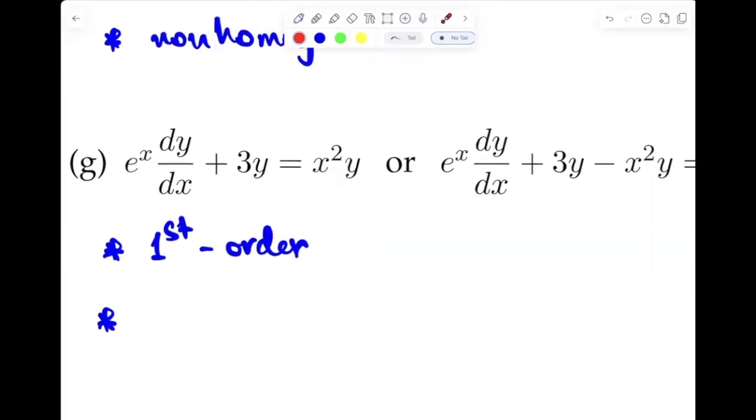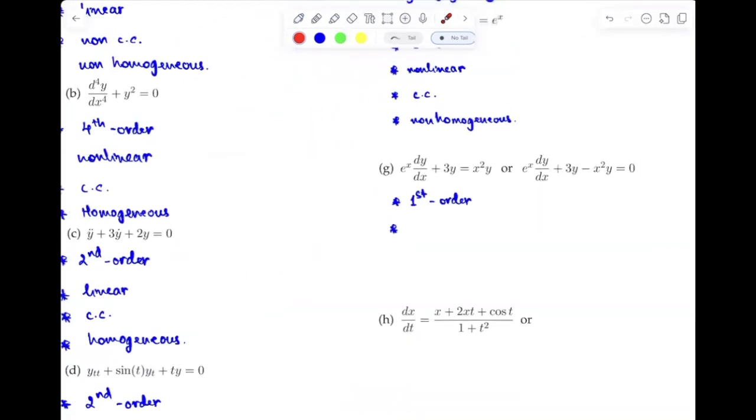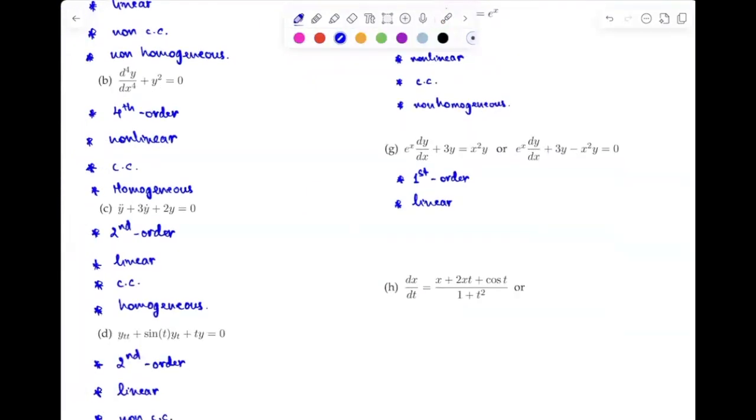The x is still the independent variable, so even though x squared is a nonlinear term, y is multiplied with the independent variable. So this is still a linear differential equation. Is it with constant coefficients or non-constant coefficients? Non-constant. Non-constant coefficients, very good.